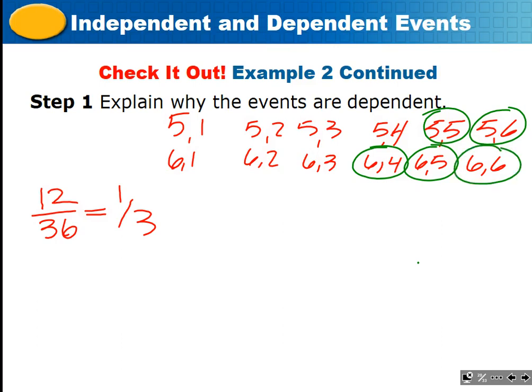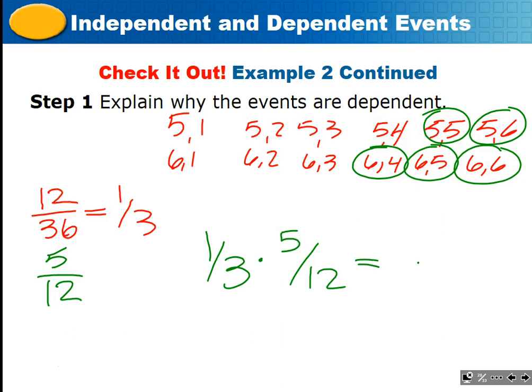So that is 5. And again, remember, we're going to take what our numerator was up here, 12, and we're going to put the 5 over it. So now what we do with these two numbers is we multiply them by each other. 1/3 times 5/12 is, multiply across the top, 1 times 5 is 5. 3 times 12 is 36. So that's our answer.